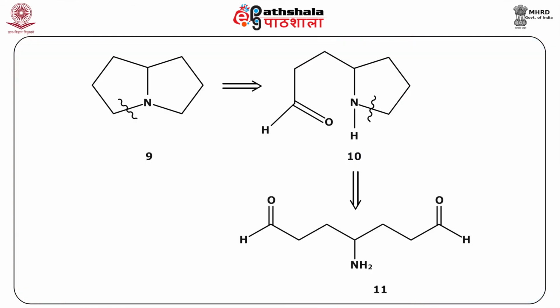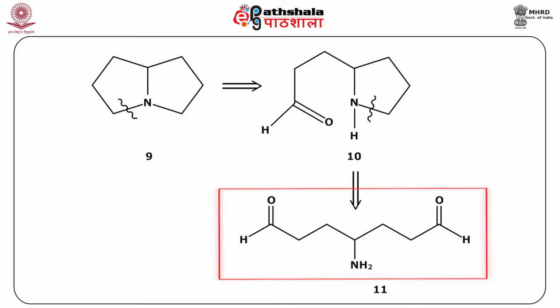Applying the disconnection approach to the compound 9, we can see that the carbon adjacent to the nitrogen undergoes functional group interconversion to develop aldehyde group on both the ends. As can be seen, the first cleavage between the carbon nitrogen bond leads to the formation of the aldehydic group at one end, and the second cleavage shows that the starting material can be a dialdehyde with amine group, which can lead to the formation of a heterocyclic ring compound.